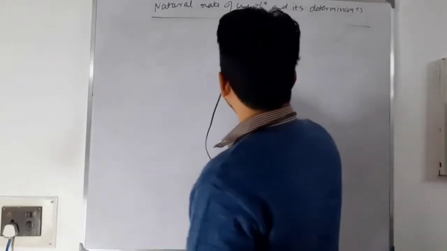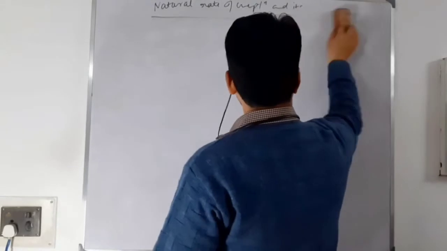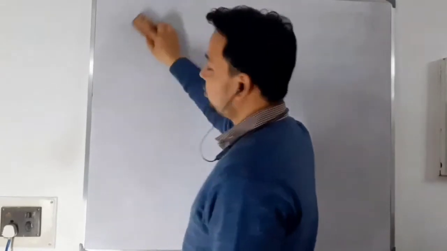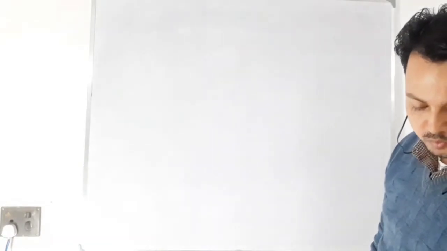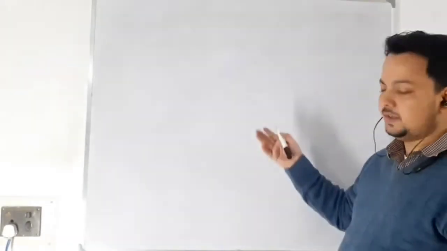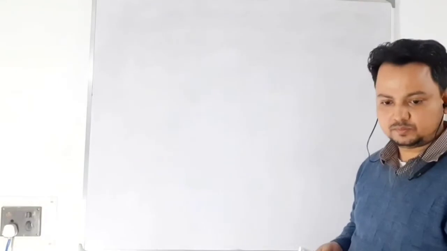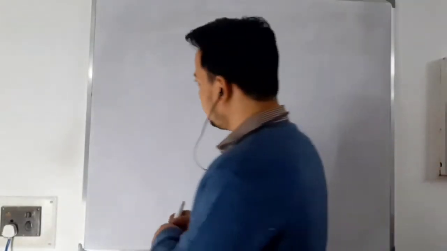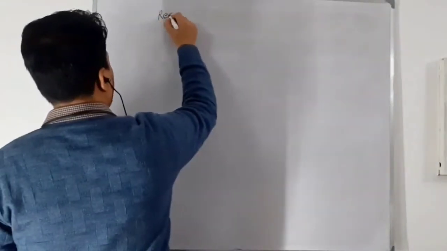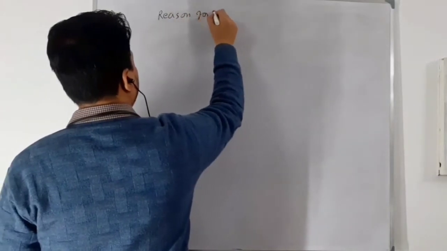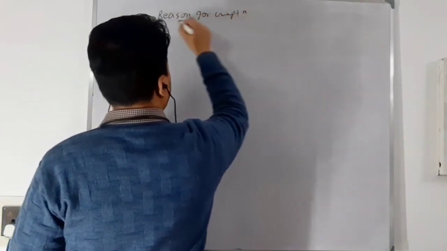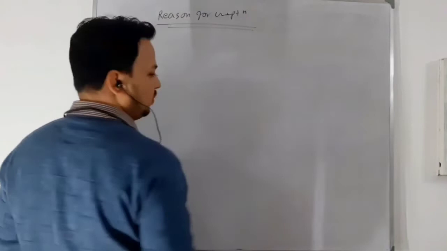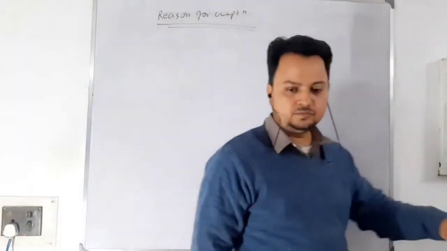After this, the natural rate of unemployment we have discussed. It is the average rate around which the economy fluctuates, and it depends on the rate of job finding and the rate of job separation. Next, I am going to talk about the reasons for unemployment. Why do we have unemployment in the economy?